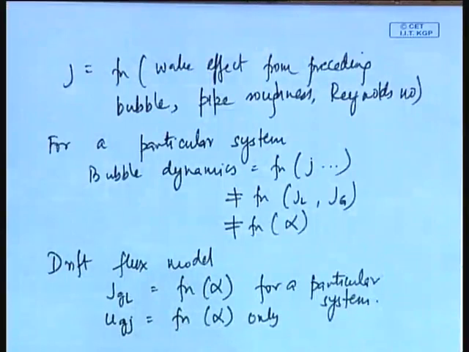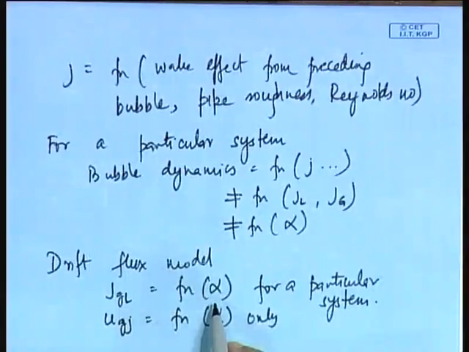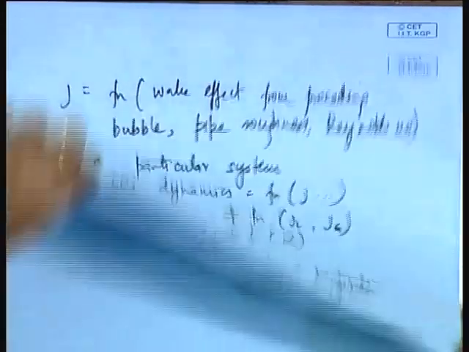Now, if we consider the drift flux model, with negligible wall shear, that was one particular condition. For vertical slug flow, we can always assume that the gravitational pressure drop is much larger than the frictional pressure gradient. So for vertical systems with negligible wall shear and non-accelerating flows, we had proposed that JGL is a function of alpha only for a particular system.